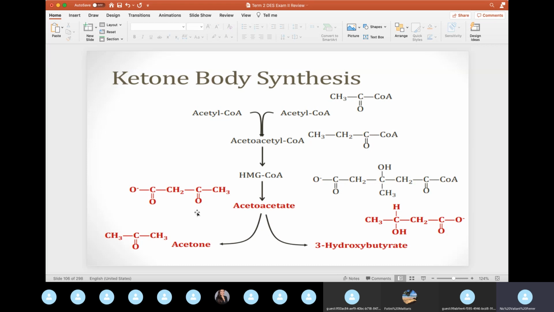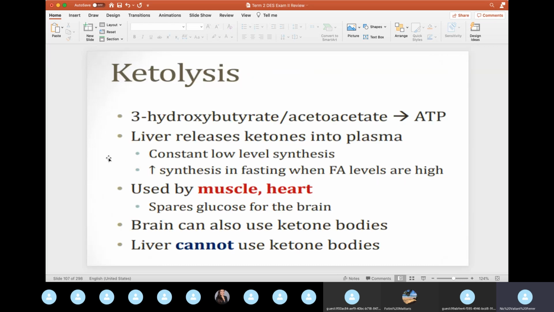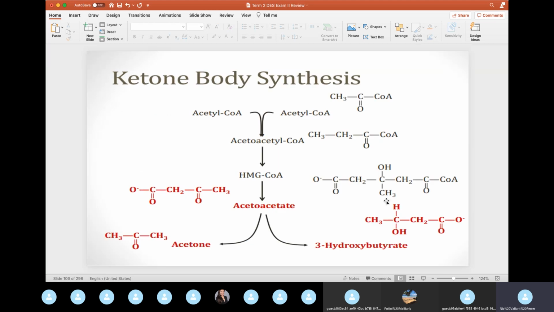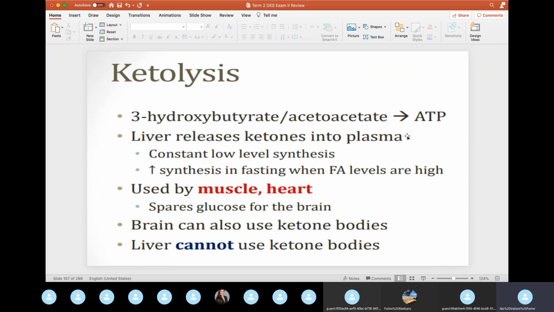How can we detect acetone? In the breath. How can we detect hydroxybutyrate? Check in the urine. You can have ketone bodies in your urine. Ketolysis. What is this? The 3-hydroxybutyrate, the end product of your ketone body synthesis, can be converted to ATP. So the liver releases ketones into the plasma. It is used by muscle and your heart.